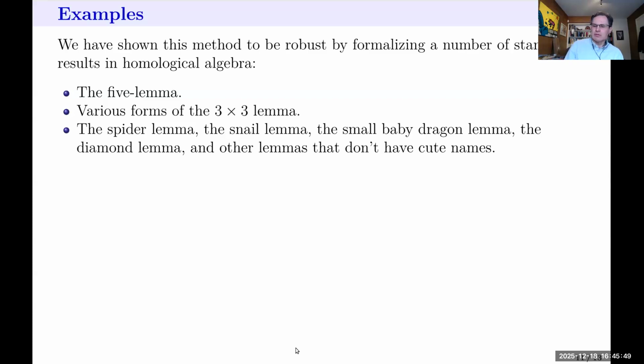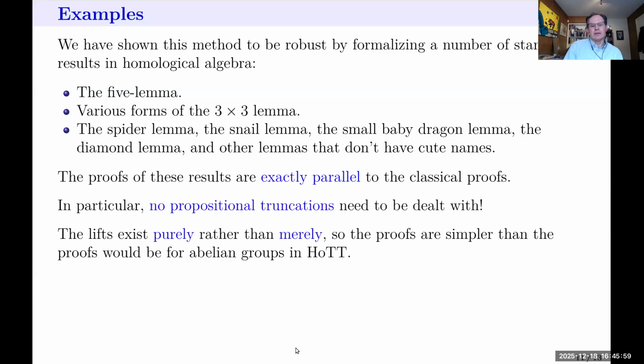And we've done all of these, and we've checked that the proofs are essentially identical to what you would do if you were doing this in classical mathematics. In fact, they're a little bit easier than what you would do if you were doing it with abelian groups in HoTT, because the lifts that we get actually exist purely. Because remember, we took these pullbacks, which give you a choice of a generalized element as your lift. So you don't need to worry about propositional truncations when you lift elements through epimorphisms. So it's actually a little bit smoother than the proofs for abelian groups.